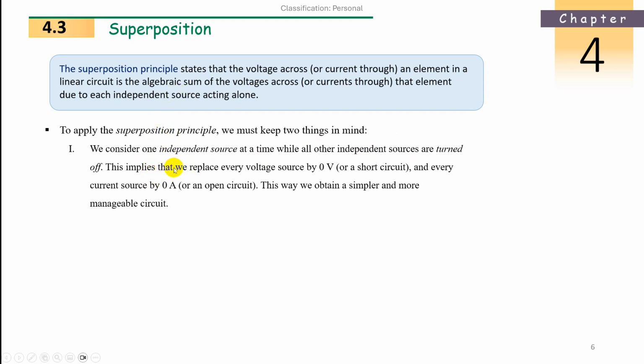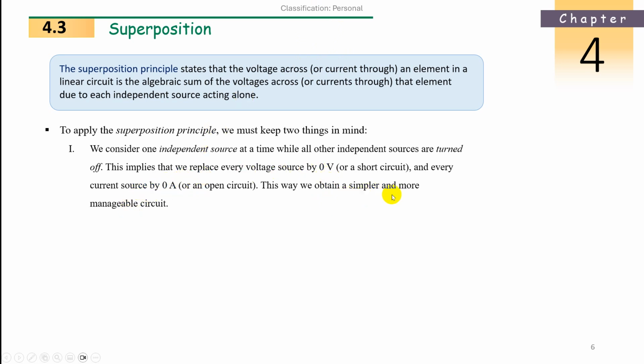It's zero. So this implies that we replace every voltage source by zero, a short circuit. When does a voltage source become zero? When it becomes a short circuit. Remove the voltage source and keep a short circuit, a wire there. And every current source zero. How will the current be 0 amperes? If you make a current source a short circuit, the current becomes infinite. So for the current source, what we have to do? Remove it and make it an open circuit. No connection in between those current source terminals. So open circuit the current source.